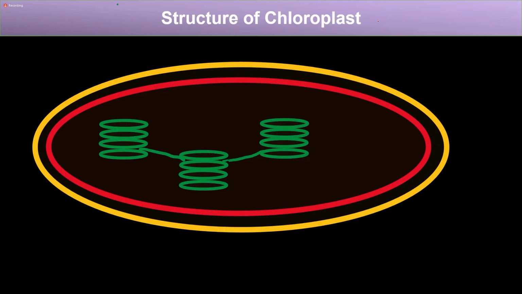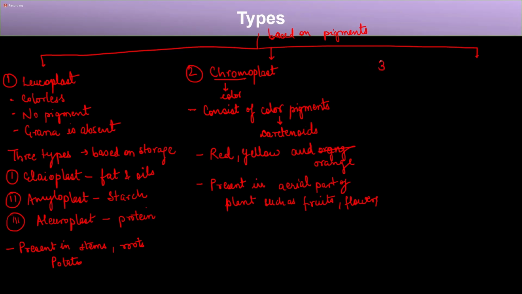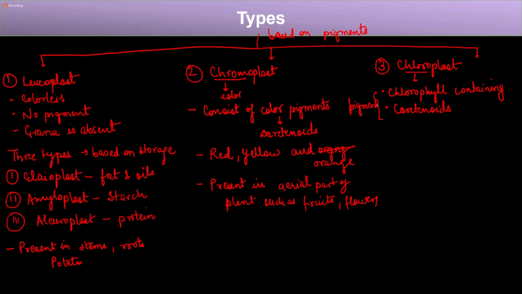Now, the third type of plastid is chloroplast. The word chloro comes from chlorophyll, so these are chlorophyll-containing plastids. Chlorophyll is another pigment. Apart from chlorophylls, they also comprise carotenoids. So the chloroplast comprises two pigments, that is chlorophyll and carotenoids.